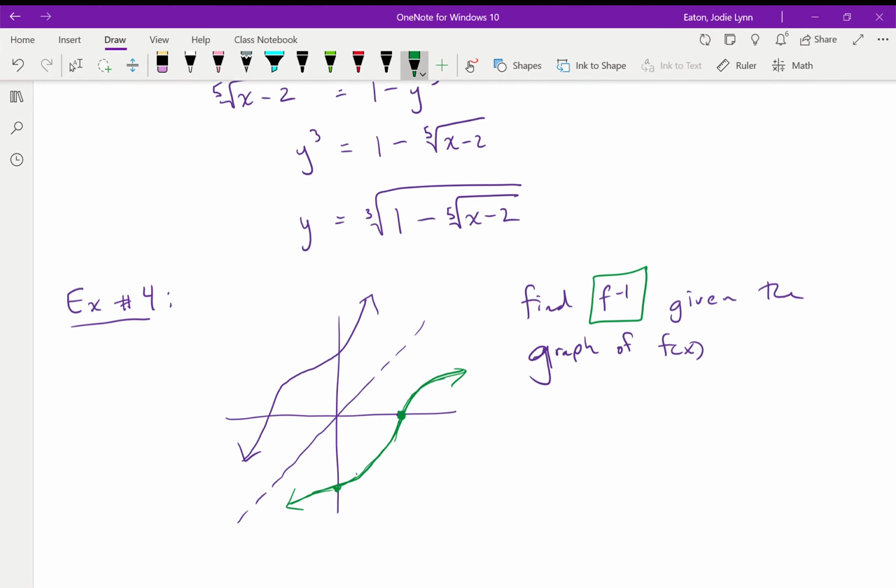And we don't need to know the equation of the function. We can simply do it geometrically using the line y equals x.